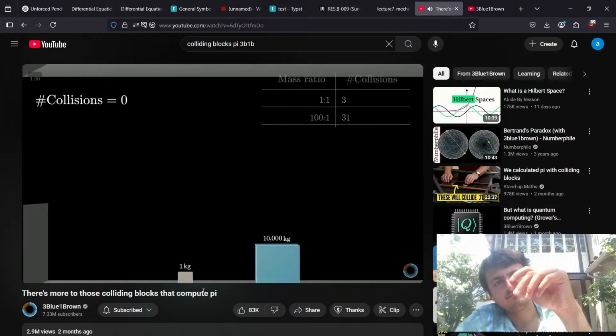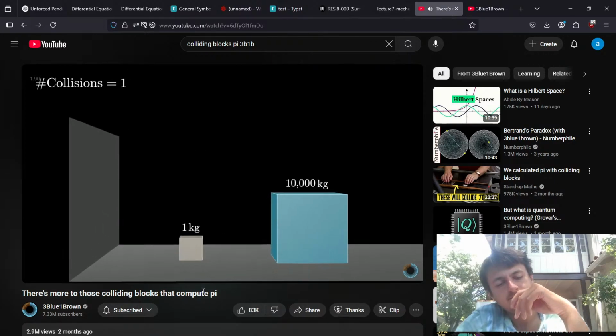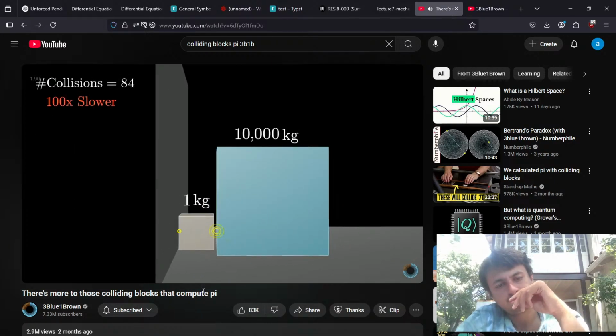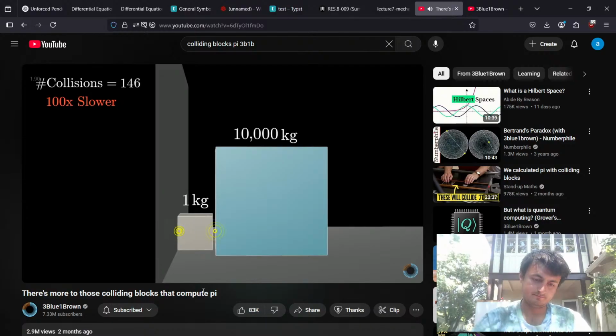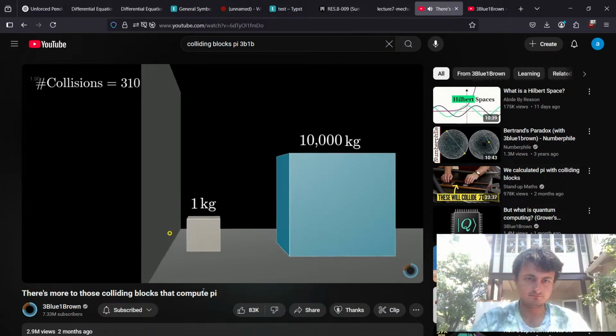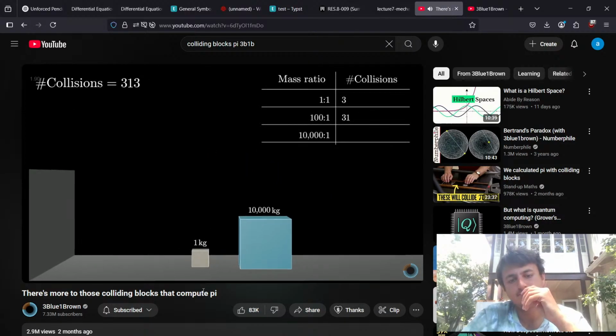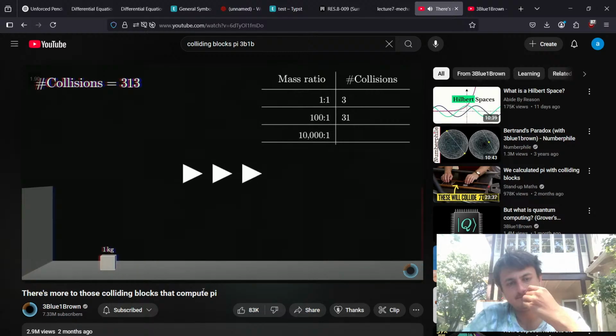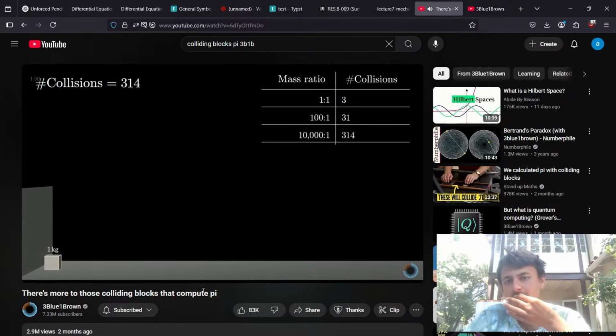For an even bigger mass ratio, let's say 10,000 to 1, that little block ends up getting really crammed up against the wall, and almost all of the collisions happen in this rapid burst right in the middle. In this case, it takes over 300 in total to turn that big block around, and after a nice long pause, as if the universe has a strong taste for drama, we see that the exact answer rolls in at 314, a number with eerily familiar digits.